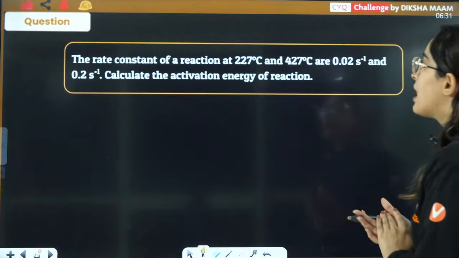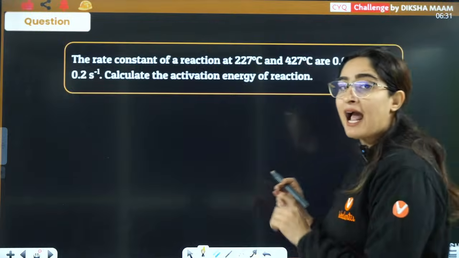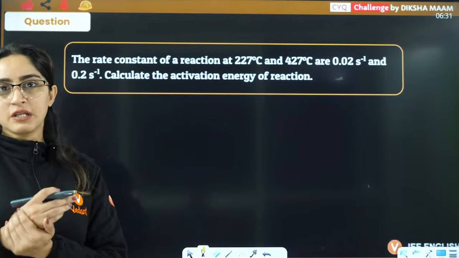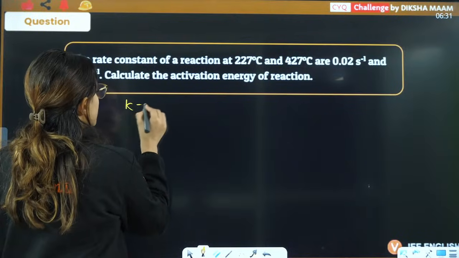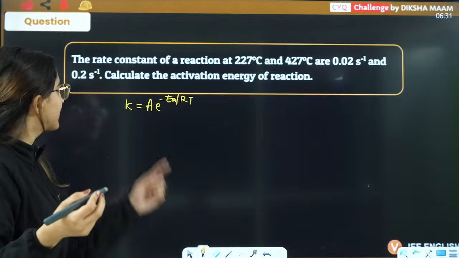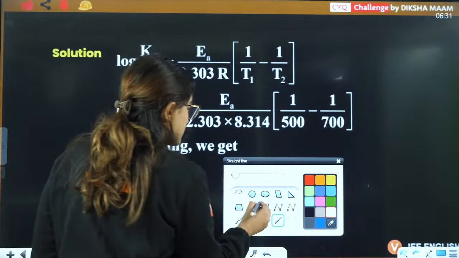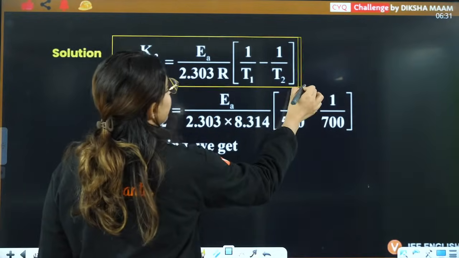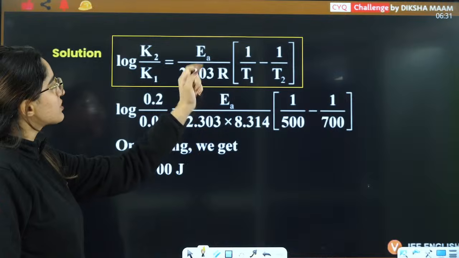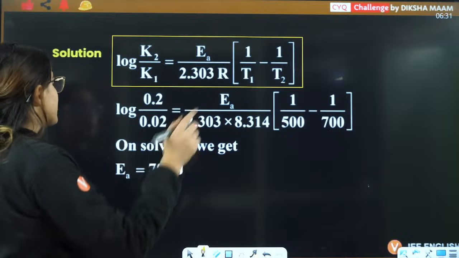Next question is, a rate constant of a reaction at two temperatures are given to you. Calculate the activation energy. Now this is based on Arrhenius equation, that is K is equals to A e raised to power minus EA by RT. When you solve this with K1 and K2, taking log on both sides, then the formula that you get is this one. And this is a very important formula. Log K2 by K1 is equal to activation energy divided by 2.303 R into 1 by T1 minus 1 by T2.